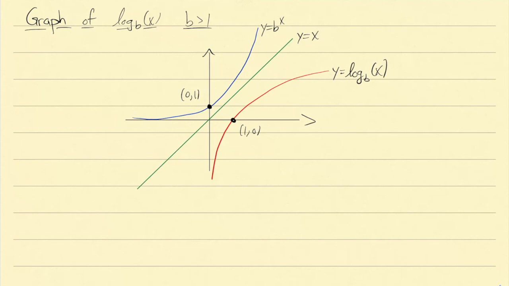Flipping across the line y equals x simply interchanges the coordinates of any point. So we always have the marked point (0, 1) on the exponential function. Flipping it across the line y equals x interchanges our coordinates, so we go from (0, 1) to (1, 0).